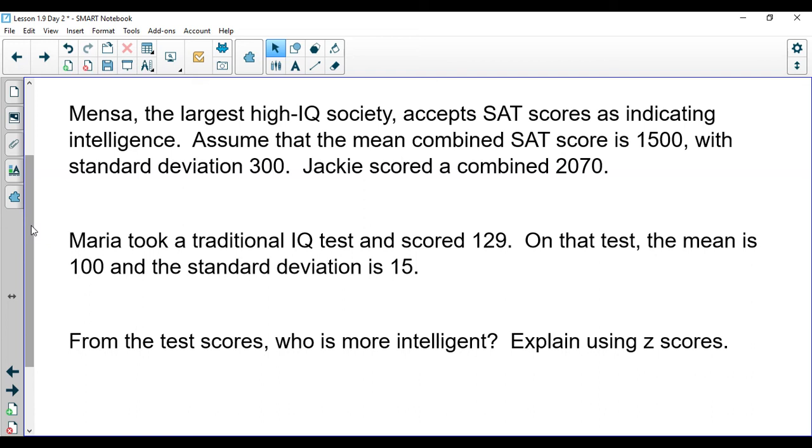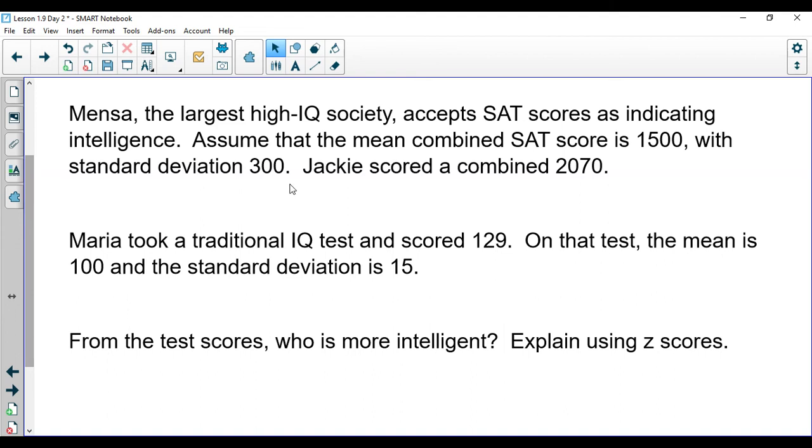Well, assume that the mean for an SAT score is 1500 and the standard deviation is 300, and Jackie scored a combined 2070. Versus Maria, she decided to take the traditional IQ test. She scored a 129. And on that test, the mean is 100, standard deviation is 15. So what we want to do is try to determine from those test scores who would be considered more intelligent, or in other words, who actually performed better on their test.